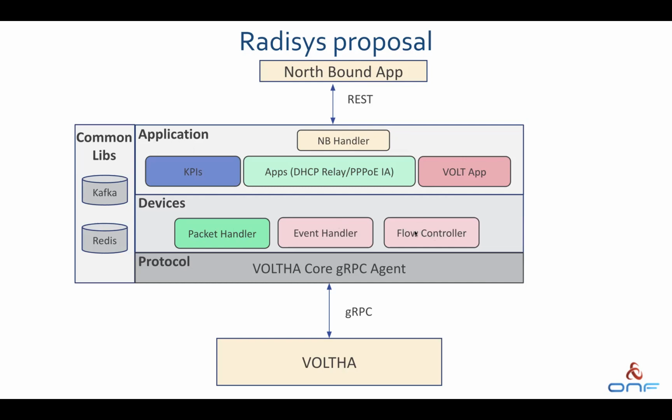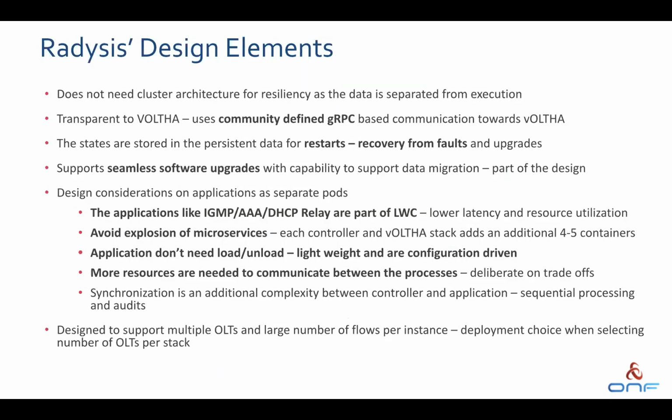Flow, I guess this should be meters and groups as well, and then apps for a specific workflow from a certain operator. And again, the REST versus the northbound applications. Again, key elements here is no cluster, because container restart model again, commonly defined gRPC towards vOLTHA, restart recovery mechanism from faults. They want seamless software upgrade. This is something that we at ONF had as well, and just didn't point out in the slide before.